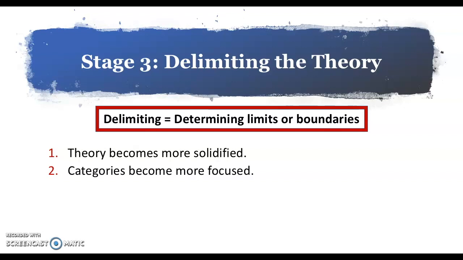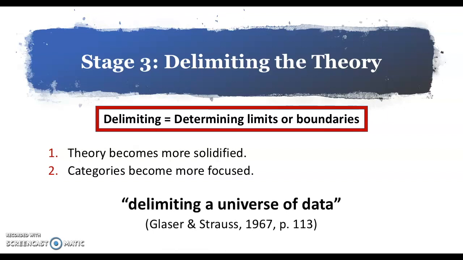Further comparisons of incidents to categories are easier and more intentional as the process causes the researcher to frame data findings within certain boundaries. Eventually, delimiting a universe of data forces a researcher to spend effort and time only on data relevant to the main theoretical categories.